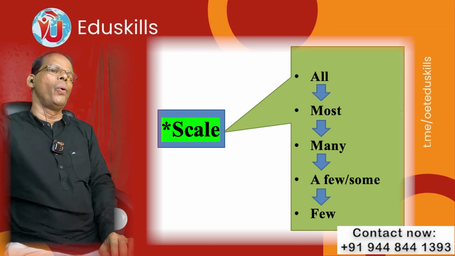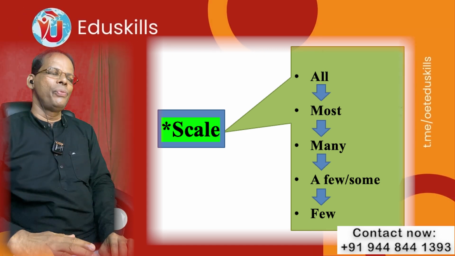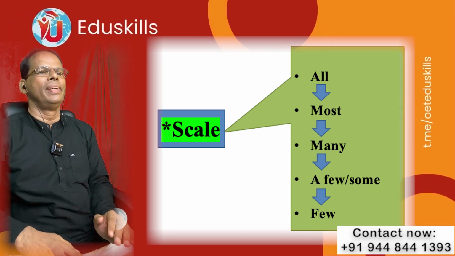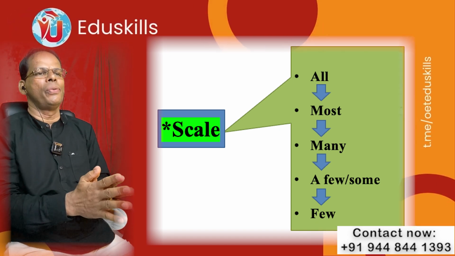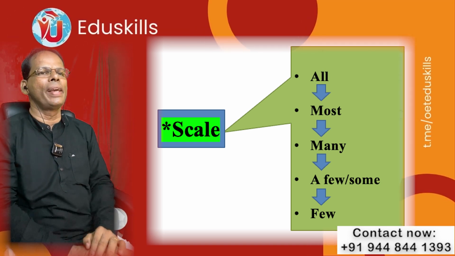The extreme poles: the highest pole, all, and the lowest pole, few, which means no one. These are the absolutes. The two extreme ends of scale expressions are known as the absolutes.